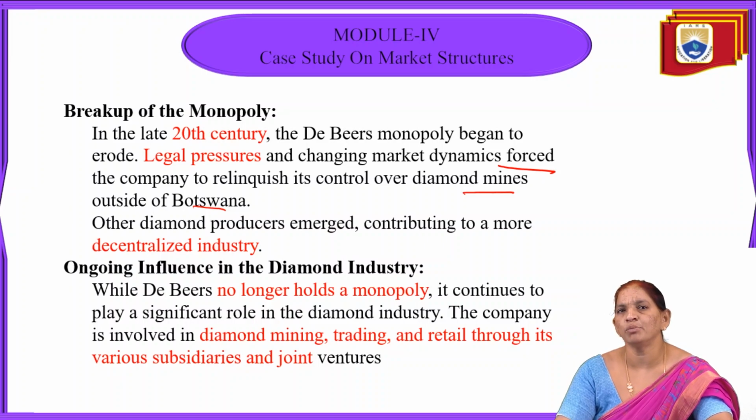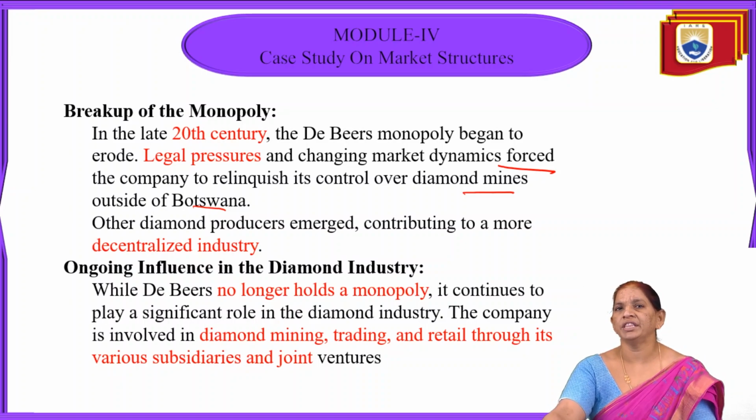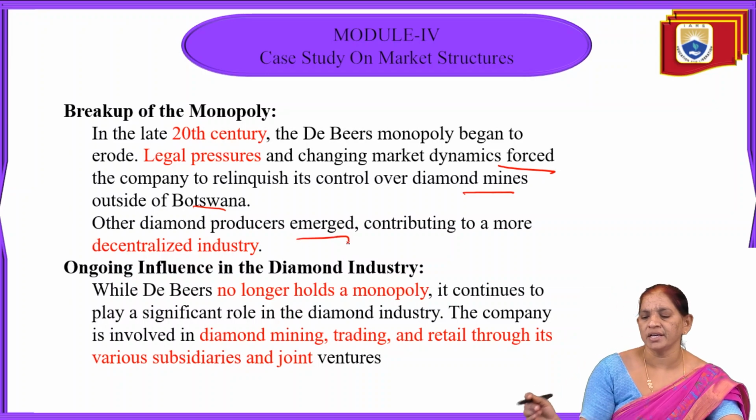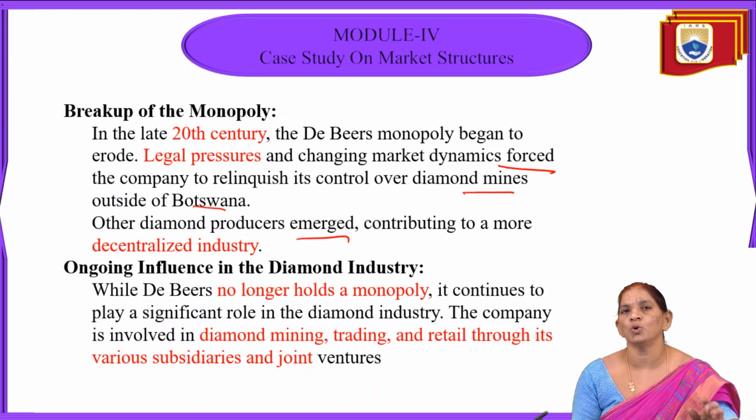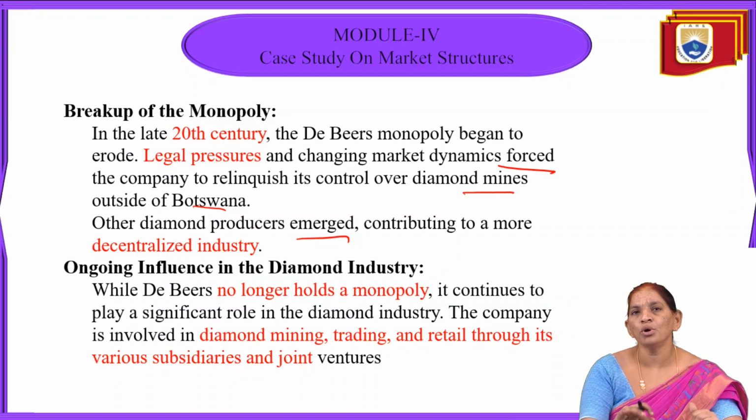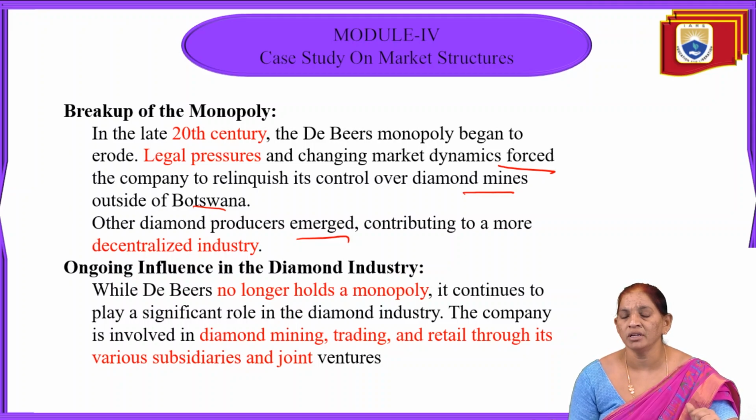So due to these legal pressures and anti-competitive practices relating to price marking up as a monopoly in the diamond industry, the company was forced to give up its control over the diamond mines. Other diamond producers also engaged and contributed to a more decentralized industry. It means the monopoly was broken up and the industry was controlled by a number of players, not only by the De Beers diamond company.